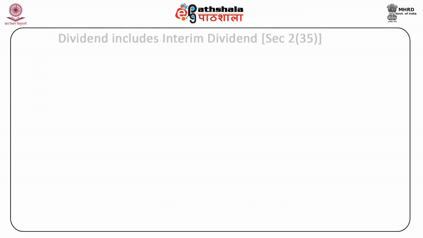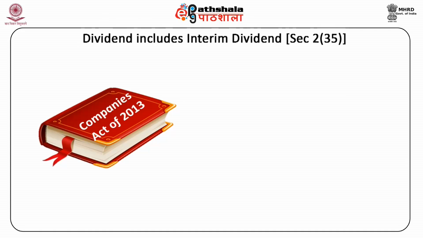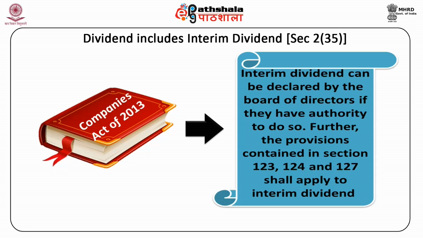Dividend includes interim dividend. As per the Companies Act 2013, dividend includes interim dividend, Section 2, subsection 35. Interim dividend can be declared by the Board of Directors if they have authority to do so. Further, the provisions contained in Sections 123, 124, and 127 shall apply to interim dividend.